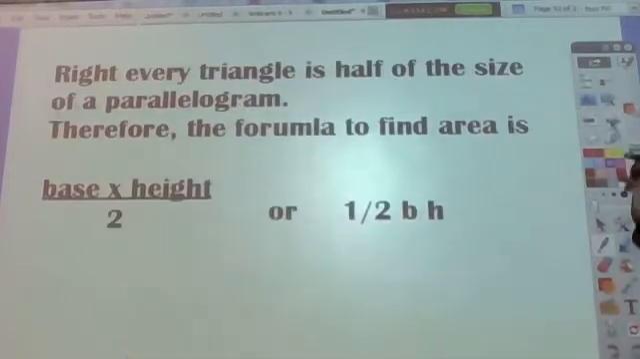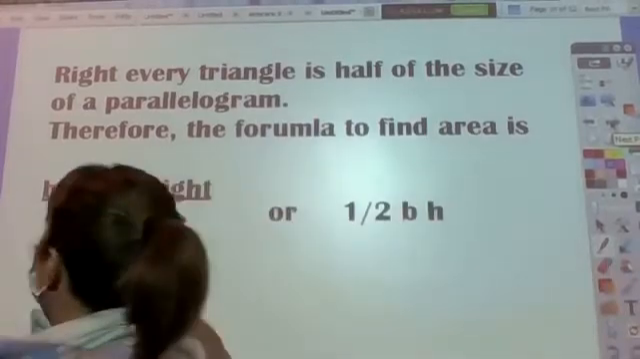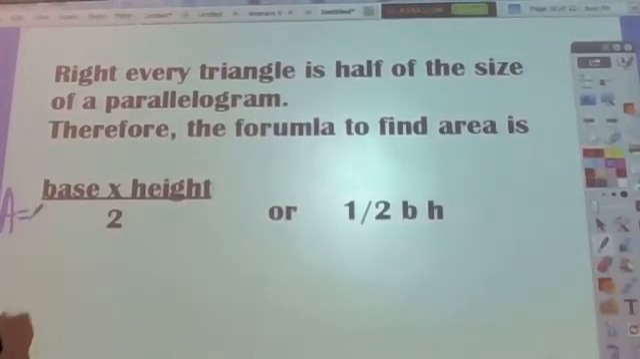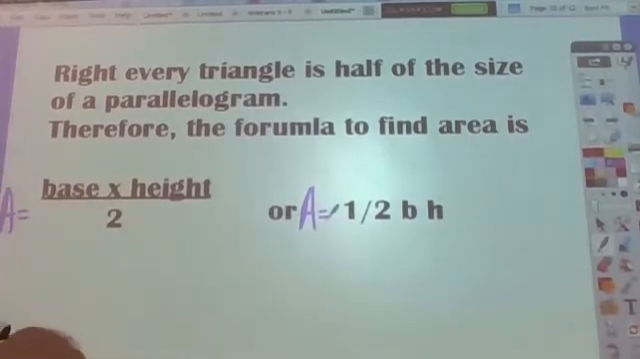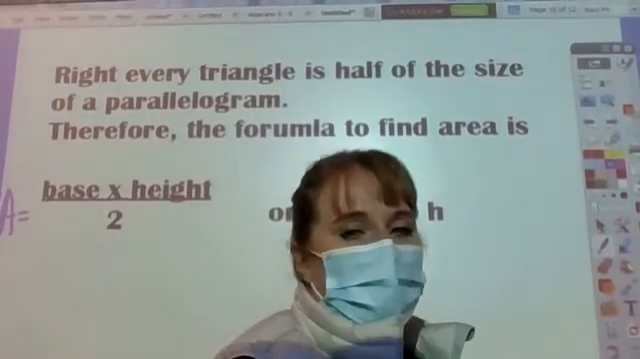So with that being said, here is your formula to find the area of any triangle. It's base times height divided by 2, or it's 1/2 base times height. Please write that down on your papers, please.